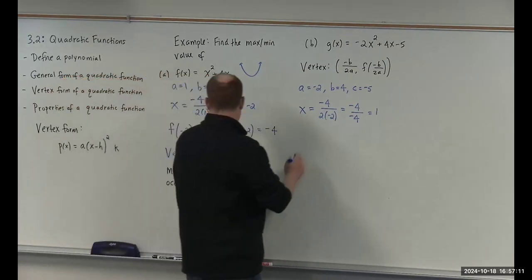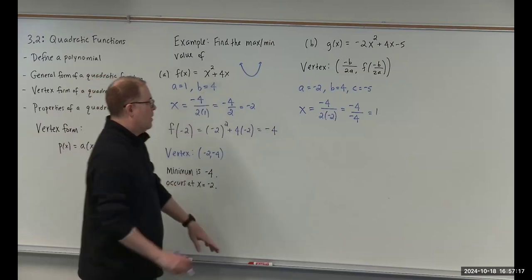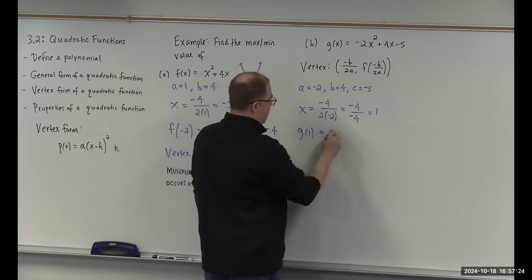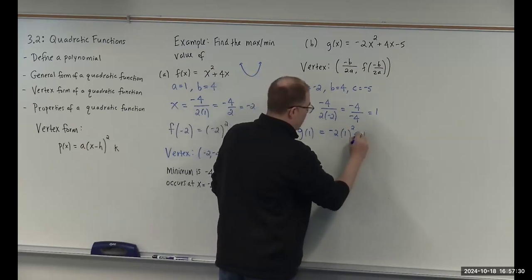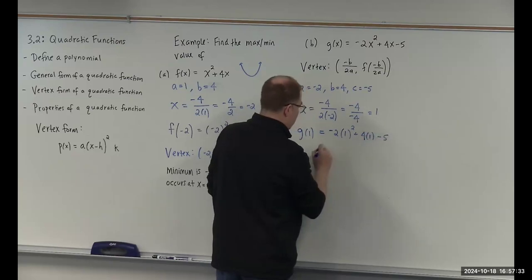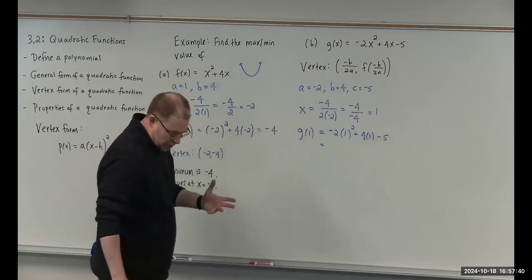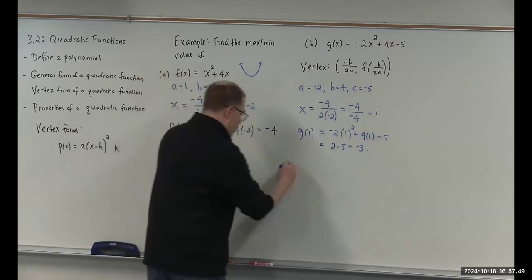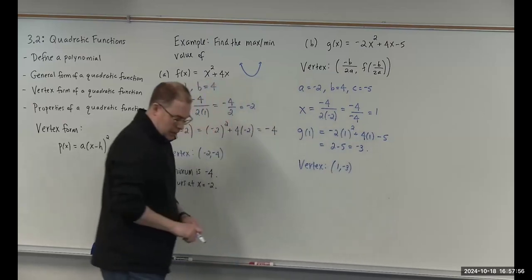All right, and then for the y value, it's going to be f of, or in this case, g of 1. So we'll find the output for this value. We're going to get negative 2 times 1 squared plus 4 times 1 minus 5. So that's going to give us negative 2 plus 4, which is 2, and then 2 minus 5 is negative 3. So therefore, our vertex is 1 comma negative 3.